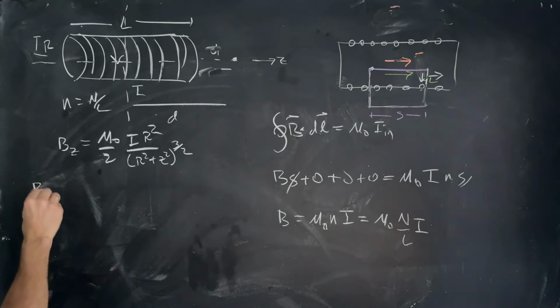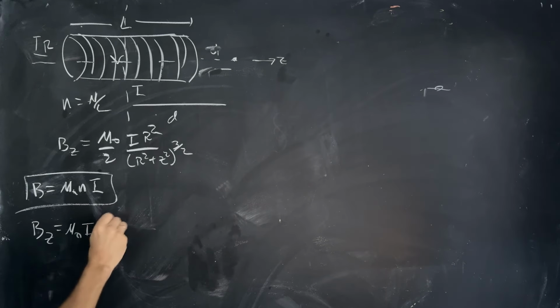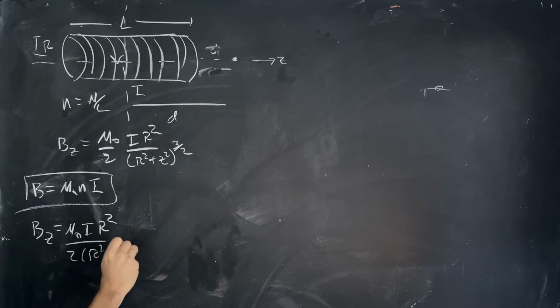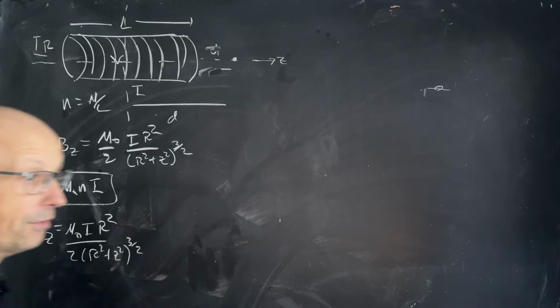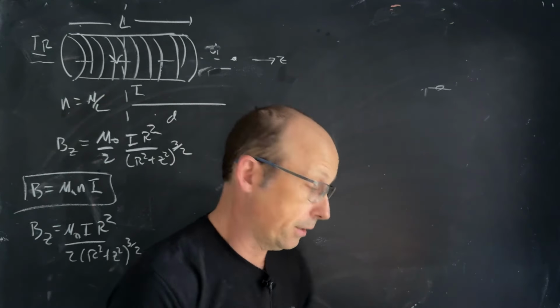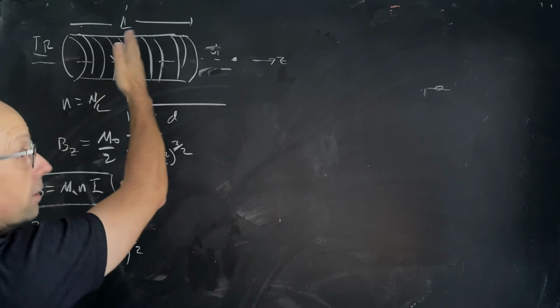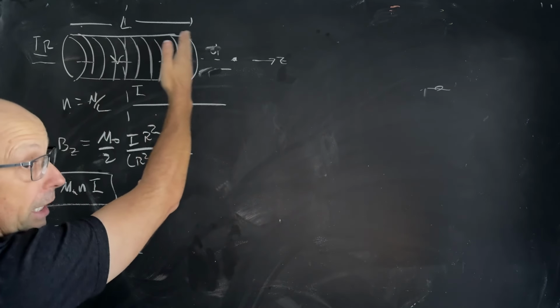Okay, now you're ready for hard. So I want to erase some stuff. Let's put this over here. I think I need more room. Bz equals mu naught I r squared over 2 times r squared plus z squared to the 3/2. That's the magnetic field due to a loop along the axis. So I can imagine this as being a bunch of loops along this axis, right?